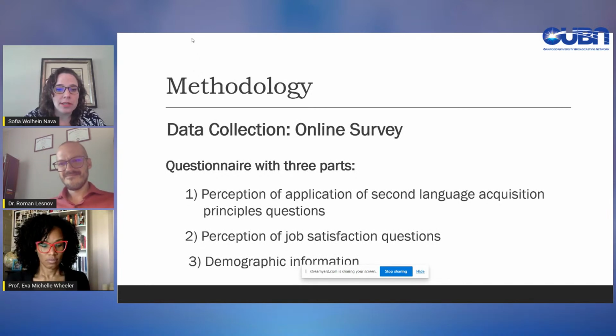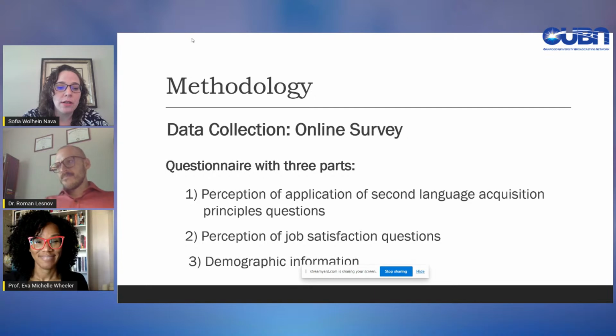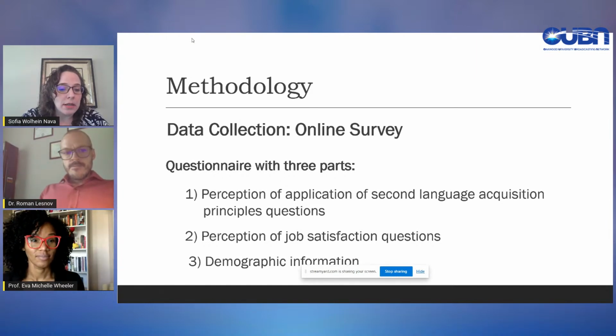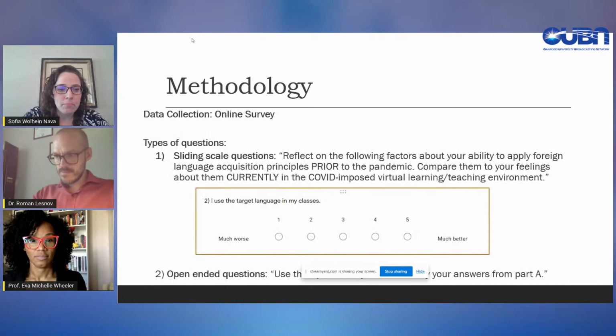In order to perform our study, we designed an online questionnaire with 3 parts. The first part included questions regarding the instructor's perception of application of second language acquisition principles. The second part included questions regarding the perception of job satisfaction factors. And the last part included questions regarding their personal and demographic information.